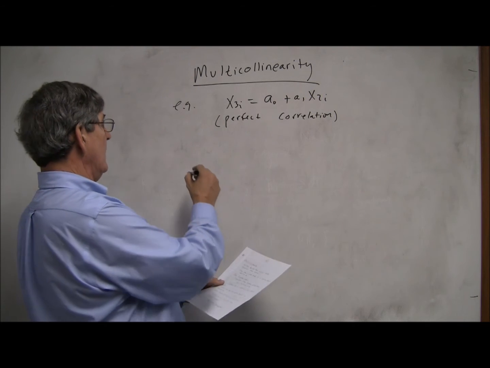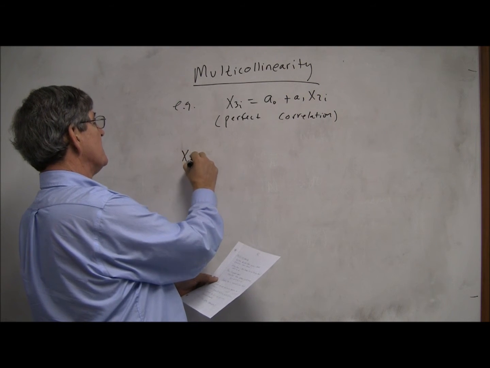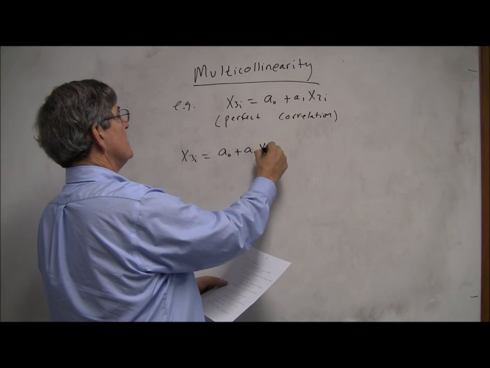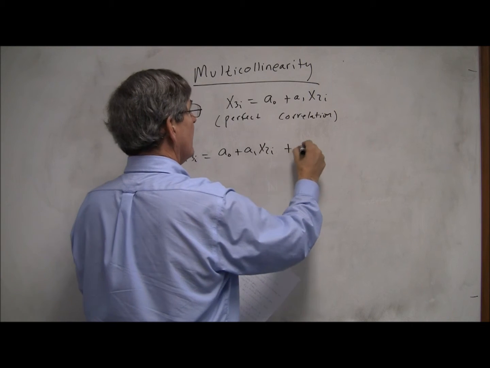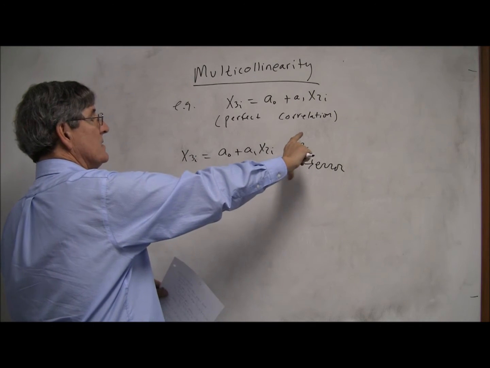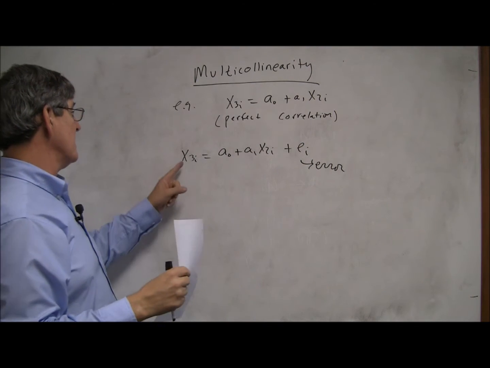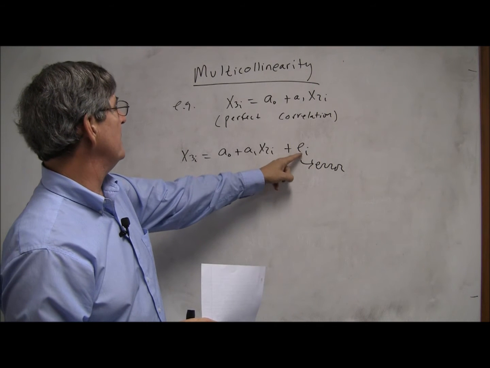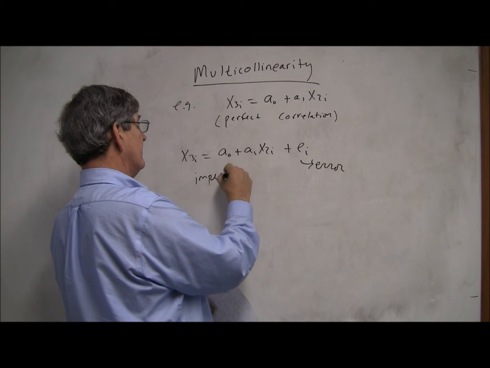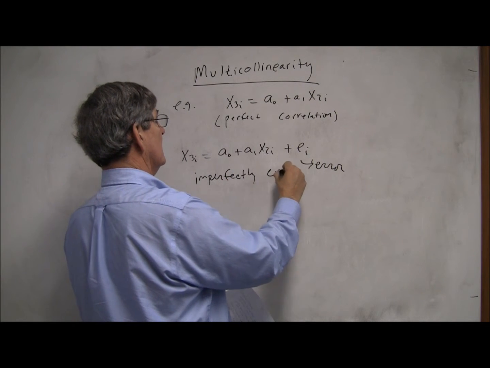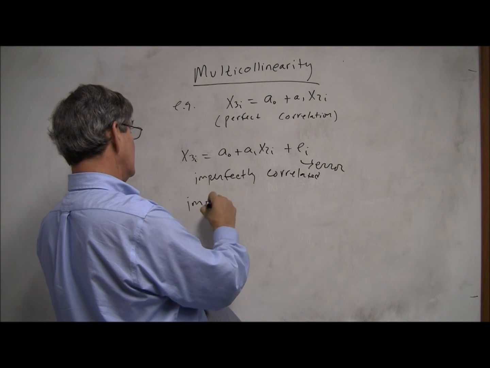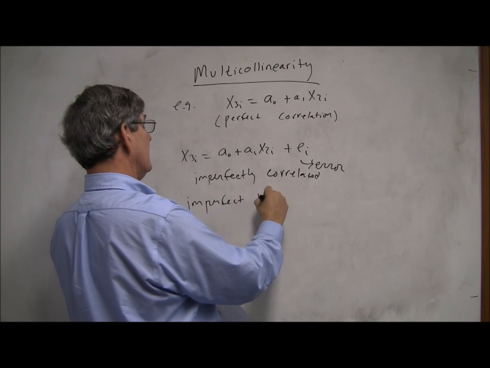If you have imperfect correlation, then it's something like x3i equals a naught plus a1 x2i plus some error, ei. Now if the variance of the error is really big, these things aren't going to be very correlated because a lot of the movement in x3i will be due to ei. So in this case, they're imperfectly correlated, or we say we have imperfect multicollinearity.